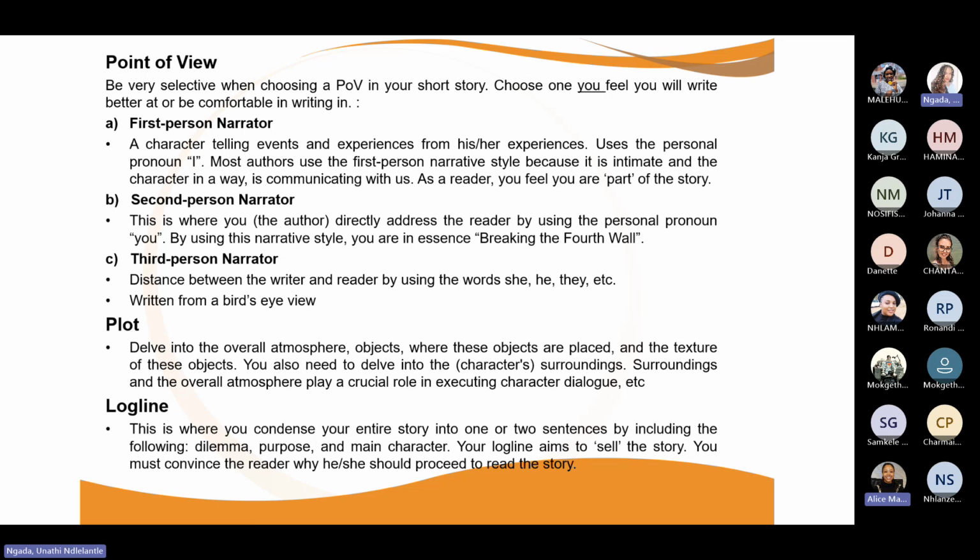And what it does in the long run is that you, as the reader, want to feel that you're actually part of the story. So if you're going to choose first person narrator, just remember that you're choosing this because you want the reader to feel like they're actually part of your story.